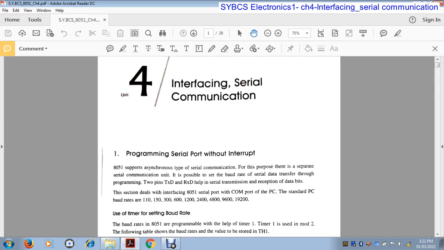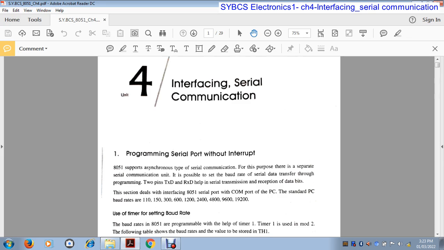Before going to interfacing, there is one more concept, which is serial communication. So what is meant by serial communication? We know that communication means exchanging information. If we exchange some information with each other, then it is called communication.